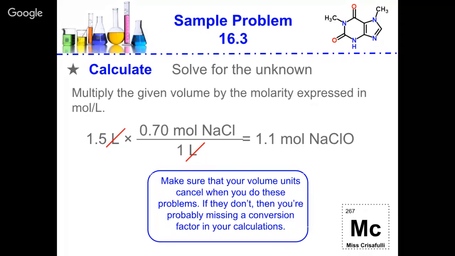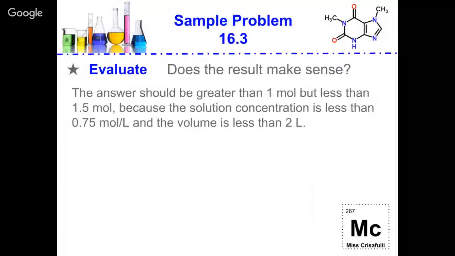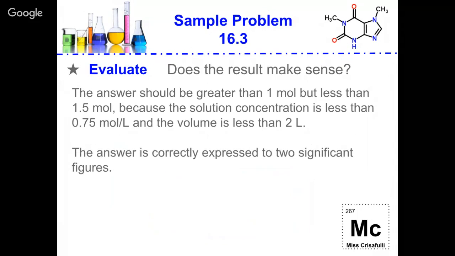And when we do that math, we need 2 sig figs at the end, so that's 1.1. We have to make sure that it makes sense, and the answer should be greater than 1 mole but less than 1.5 because the solution is 0.75. And as always, sig figs are important for us.